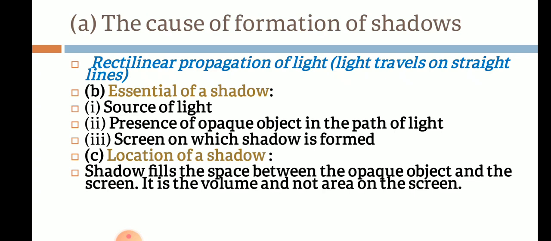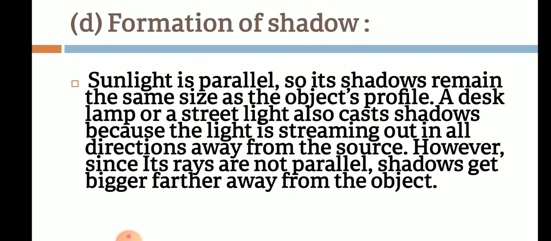Now, what is the location of a shadow? A shadow fills the space between the opaque object and the screen. It is the volume and not the area on the screen. Sunlight is parallel, so its shadow remains the same size as the object's profile. A desk lamp or a street light also casts shadows because the light is streaming out in all directions away from the source. However, since its rays are not parallel, shadows get bigger further away from the object.